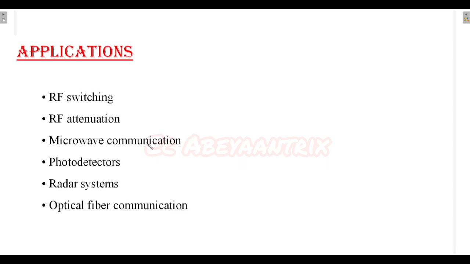And coming to applications, the PIN diode is widely used in applications like RF switching, that is, radio frequency switching, radio frequency attenuation, signal mixing, matching, and so on. And in microwave communication also, and in photo detectors, radar systems, optical fiber communication, and so on. So generally, coming to the PIN diode, you have to remember one key application, that is RF switching.